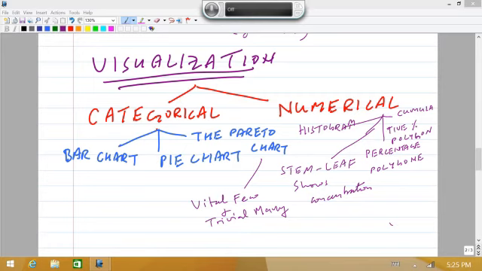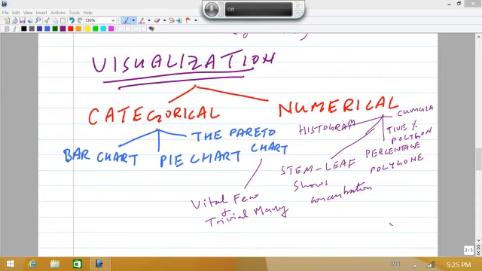Yet there is another way of representing a categorical variable. It's called the Pareto chart. The Pareto chart exists when the majority of items in a set of data occur in a small number of categories and the few remaining items are spread over a large number of categories.